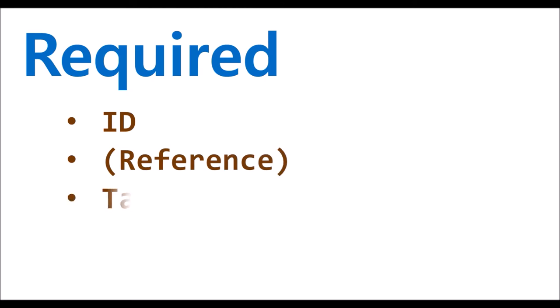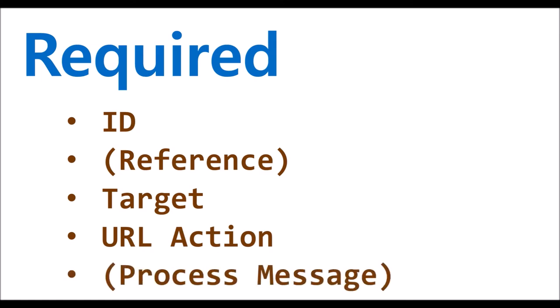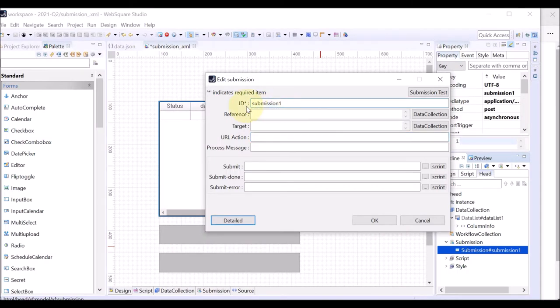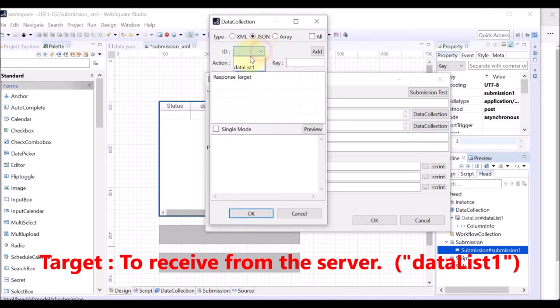These are the fields that you must specify for a submission: ID, target to receive data from the server, and URL of the action to submit the data. In this example, we do not define reference that is to send to the server. For target, select data list 1 that we have previously created. Click Add. Check the structure of the added data list. And click OK.